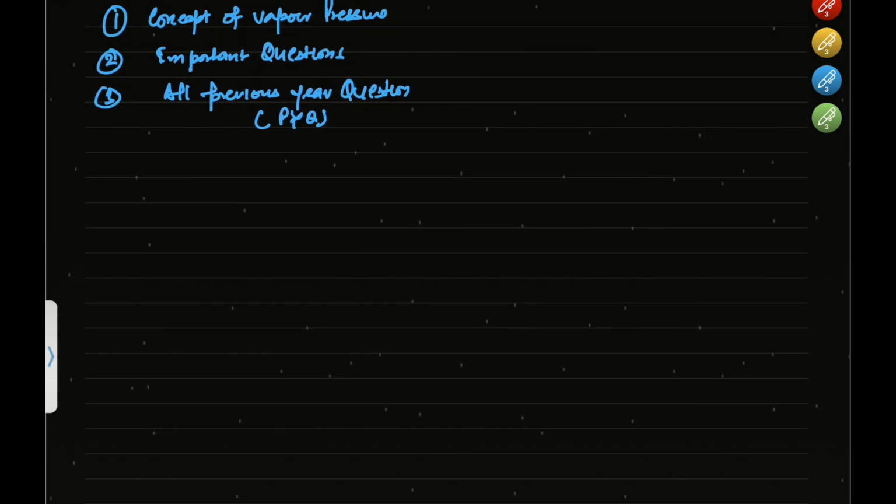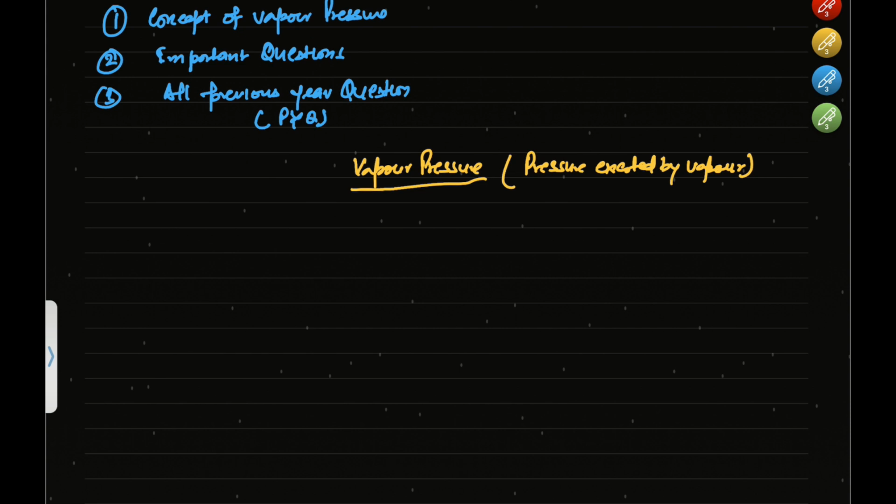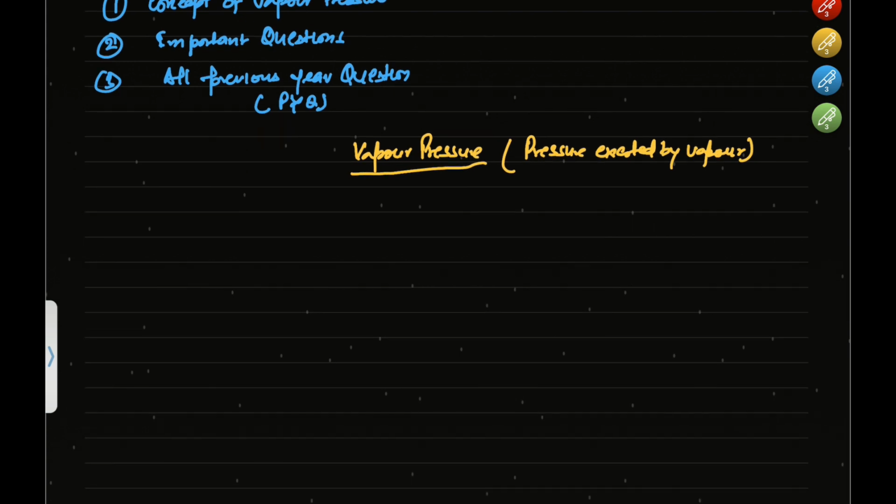Write down the heading: Vapour pressure. The pressure exerted by vapor is called vapor pressure. We will discuss the vapor pressure in a pure solvent or in a solution.